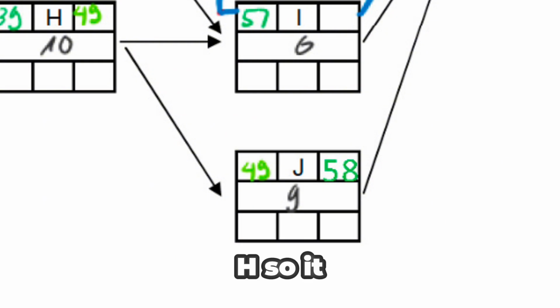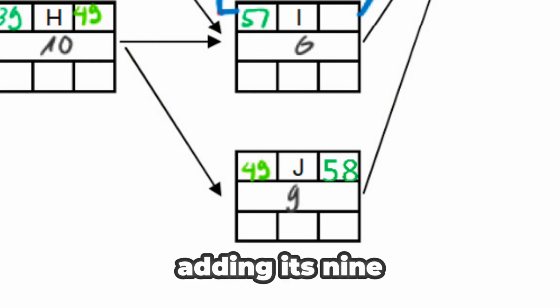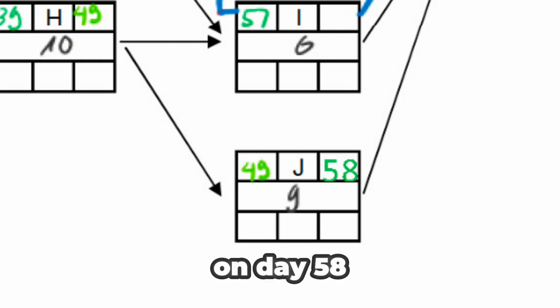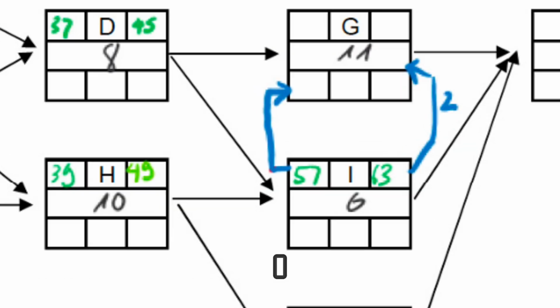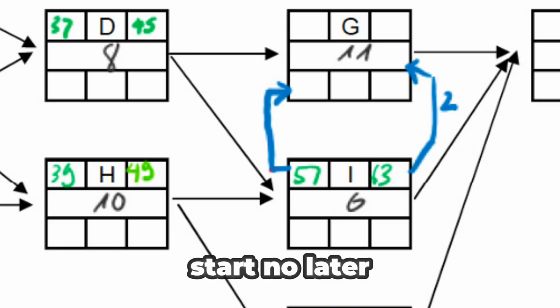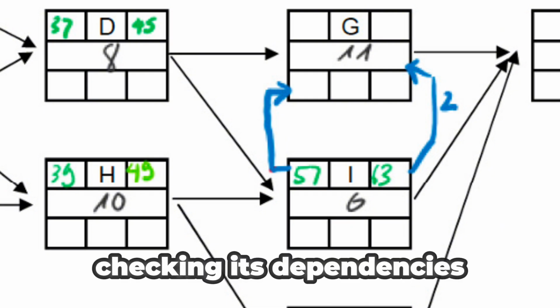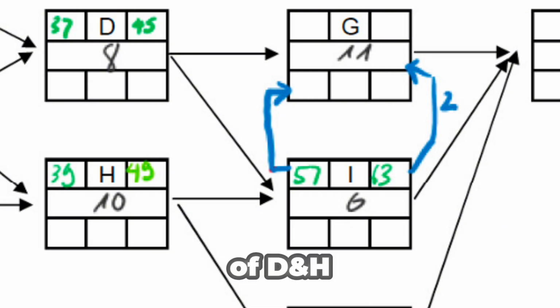Activity J follows H, so it must start on day 49. Adding its 9-day duration, it will finish on day 58. Now, for Activity I, we determined earlier that it must start no later than day 57 due to material delivery delays. Checking its dependencies, we see that it also relies on the finishes of D and H.